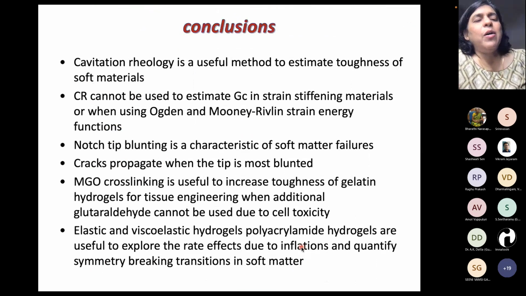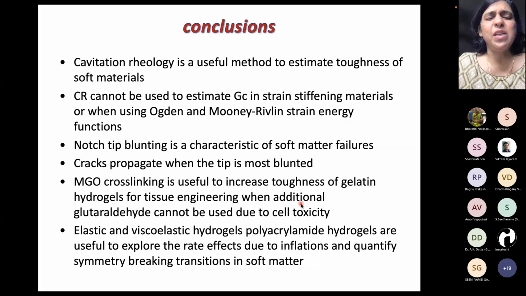So to conclude, we think cavitation rheology is a really nice, useful method to estimate toughness of soft materials, with some issues: it cannot be used to estimate GC in strain stiffening materials or when using Ogden, Mooney-Rivlin-like strain energy functions. If we are using just a simple Neo-Hookean model, it seems to work beautifully. Notch tip blunting seems to be a characteristic of soft matter failures, which came as a complete surprise to us. So we showed that cracks propagate in soft materials when the tip is at its blunted position, which is also something new that we didn't know earlier.